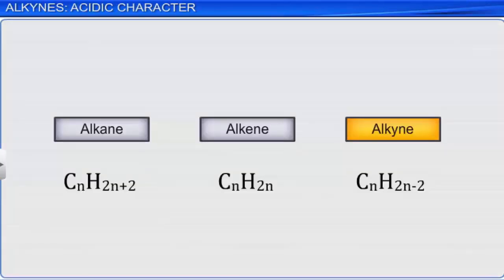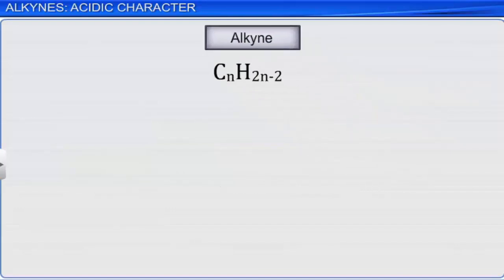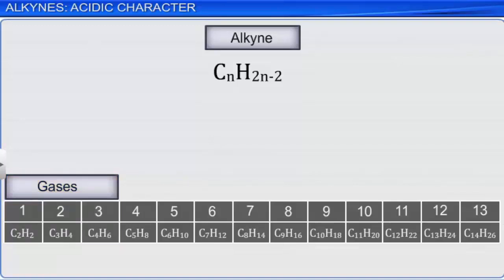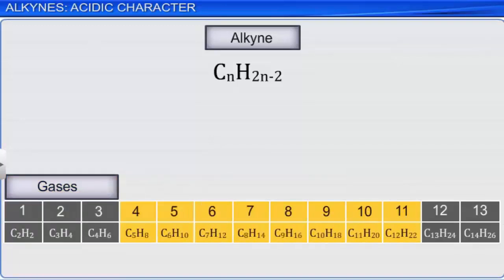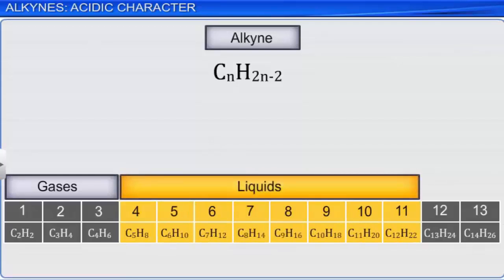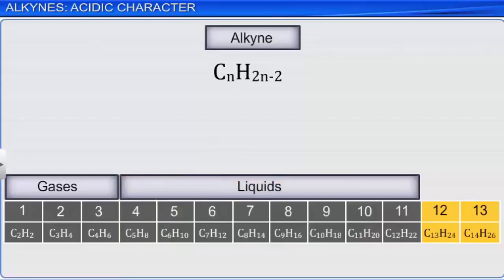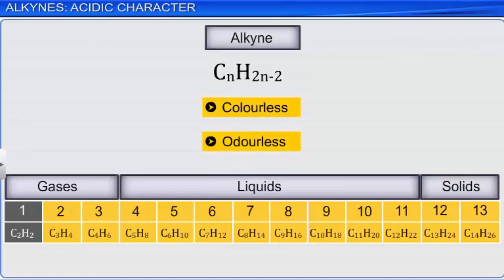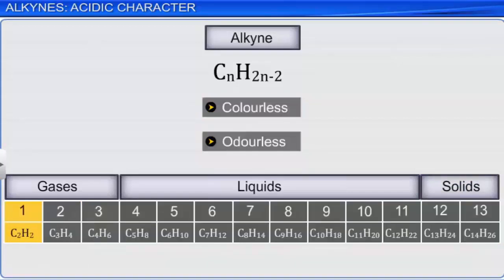Alkynes follow the same physical characteristics as their predecessors, alkanes and alkenes. The first three alkynes of the series are gases. The alkynes from the 4th to the 11th in the series are liquids, while the higher ones in the series are solids. All alkynes are colorless and odorless, except ethyne, which has a characteristic smell.